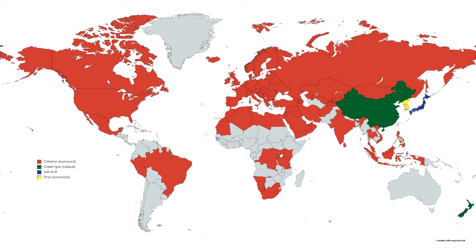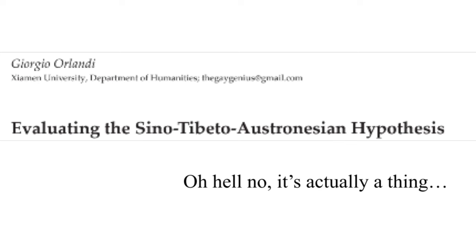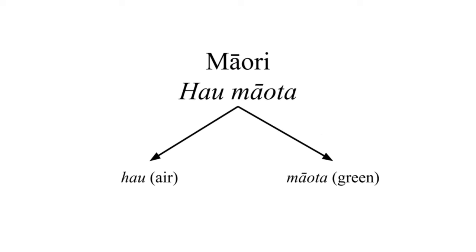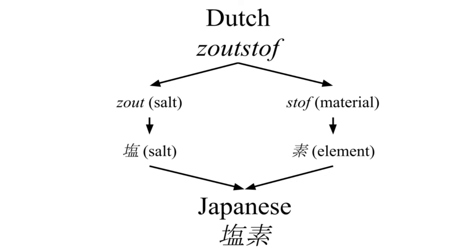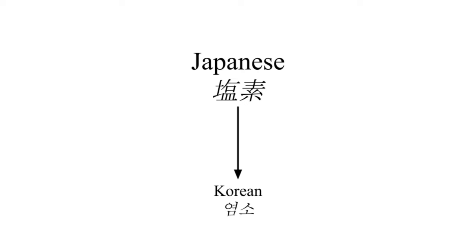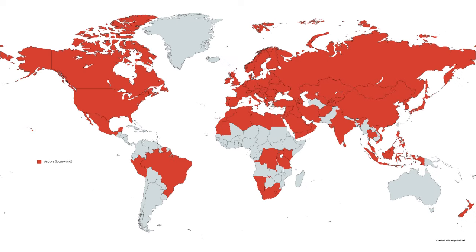Chlorine is, again, everyone, although Uyghur includes the Russian loanword gas. More evidence for the Sinitic Polynesian hypothesis comes from both Maori and Mandarin using green gas. Japanese again counts a Dutch word, this time it's salt stuff. And Korean dutifully loans from Japanese. And for the second time, there are no exceptions to everyone uses argon.